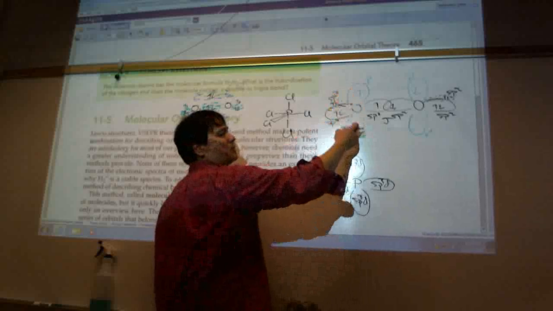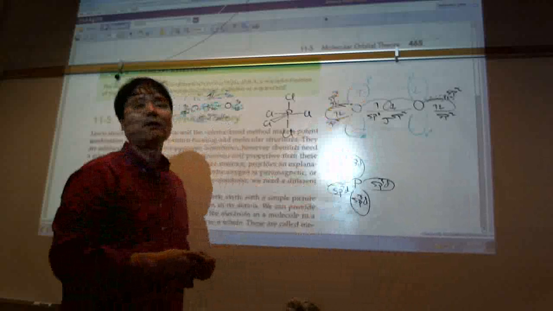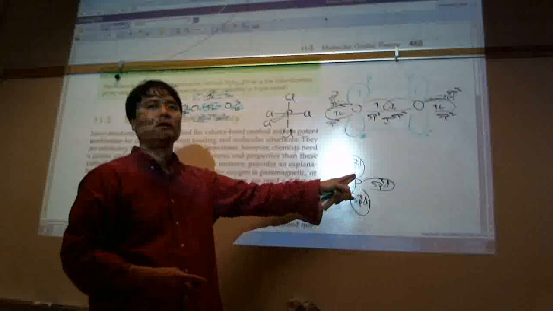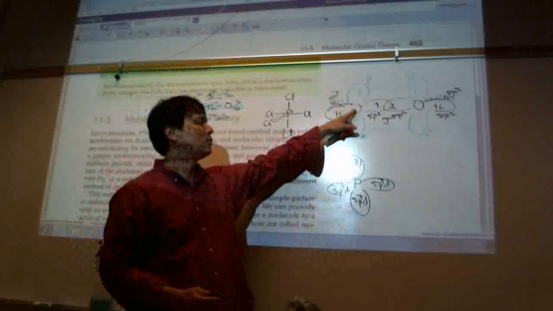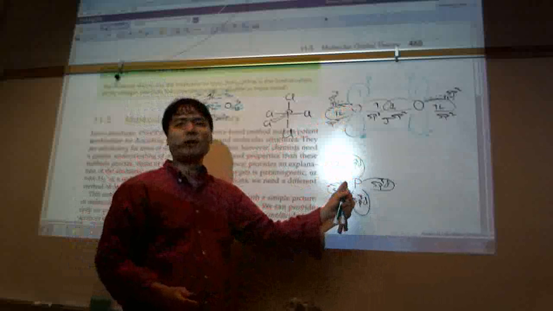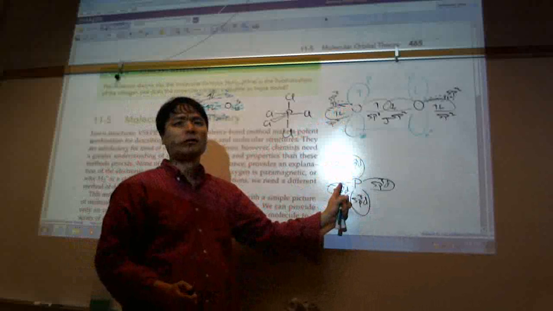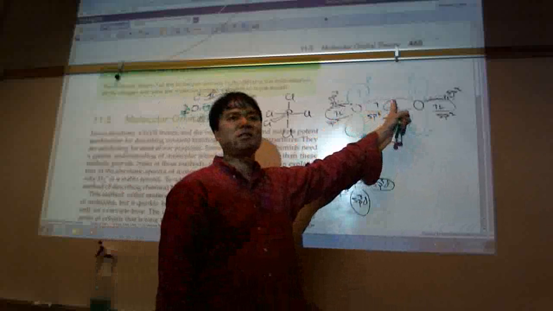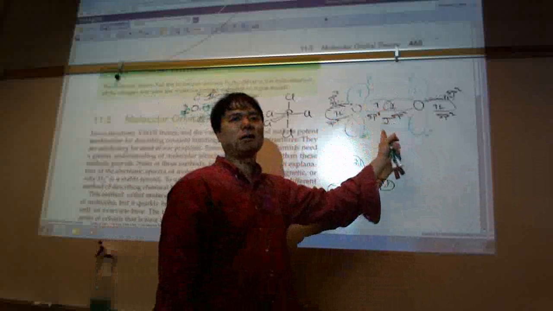Because this orbital is just 1 orbital, rather than 2 separate. So this one can only form a max of 4 bonds, whereas this one can form 5 bonds. When I say a max of 4 bonds, one of those bonds is a double bond, sigma and pi.